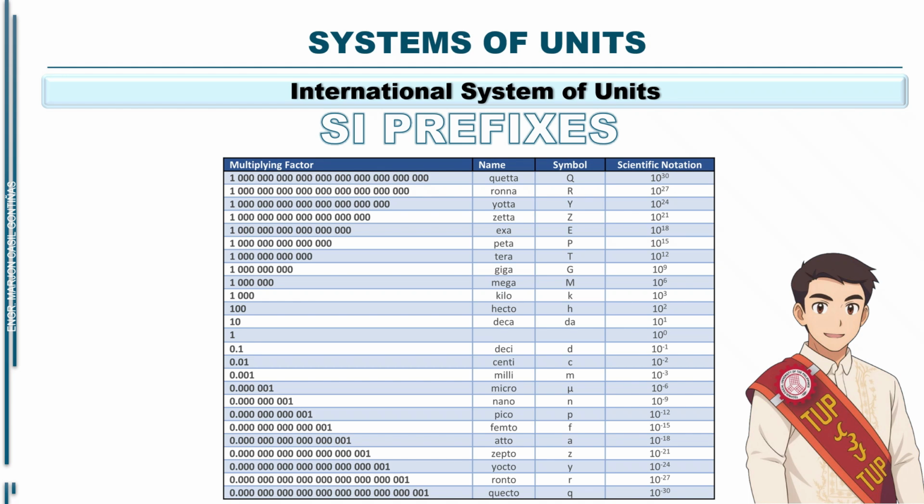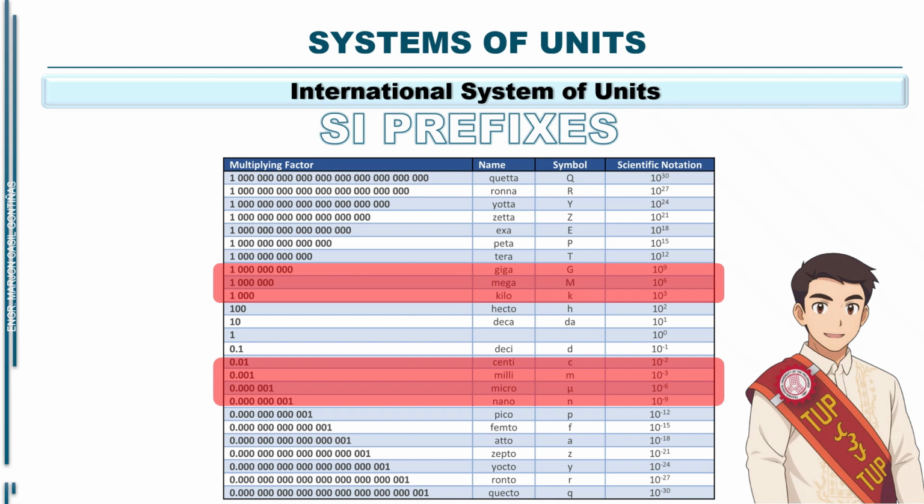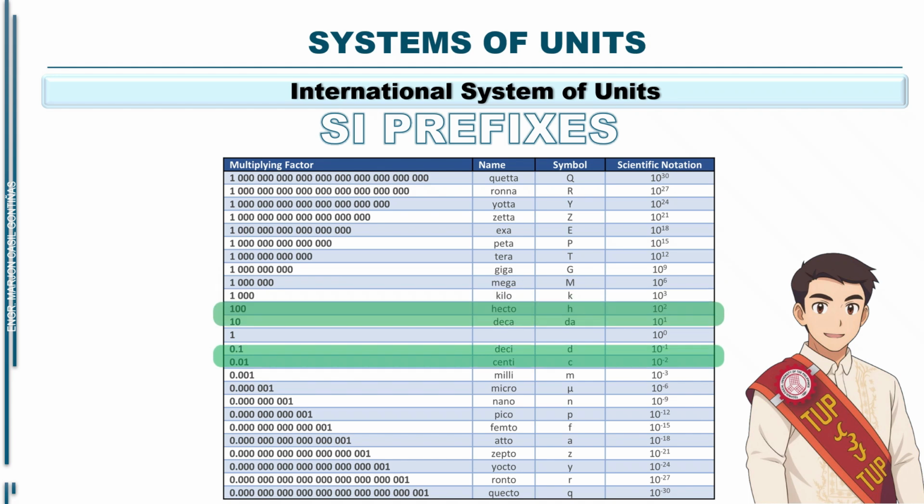Here are the most commonly used SI prefixes: kilo, mega, giga, milli, micro, nano, and centi, but prefix centi is common in measurements like centimeters. One more thing. Certain prefixes like hecto, deca, deci, and centi are generally avoided in engineering, except when you're dealing with areas, volumes, or when using centimeters for non-technical purposes, like body measurements or clothing sizes.